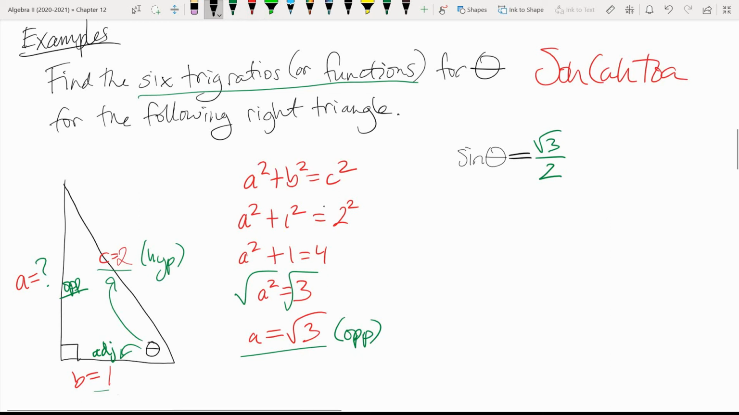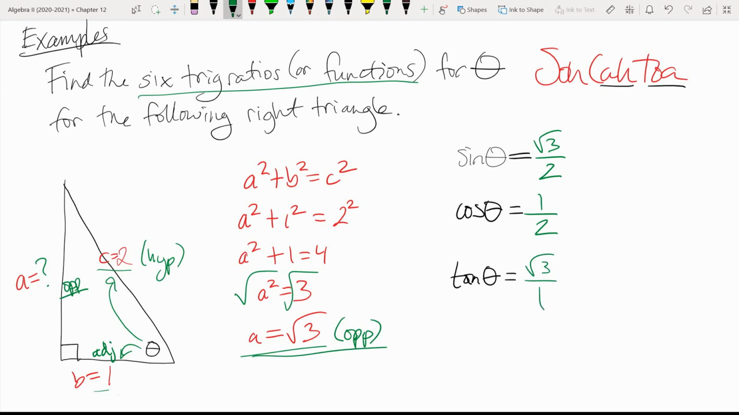Then cosine of theta, that is adjacent over hypotenuse, so the adjacent side is 1, and the hypotenuse is 2, so it's just 1/2. And then we have tangent, which is opposite over adjacent. So our opposite side is square root of 3. That's what we just found here, remember? And our adjacent side is 1, so that's really just square root of 3 if I reduce that.